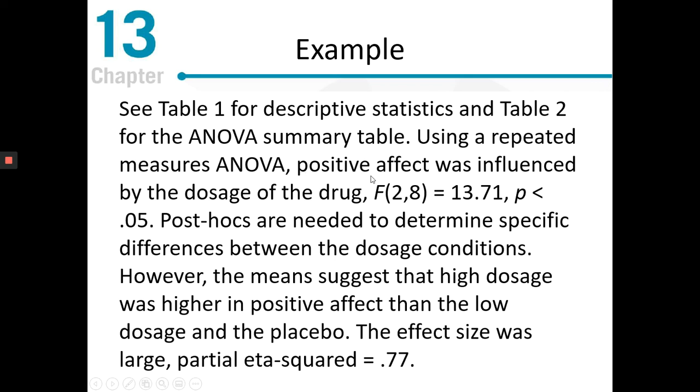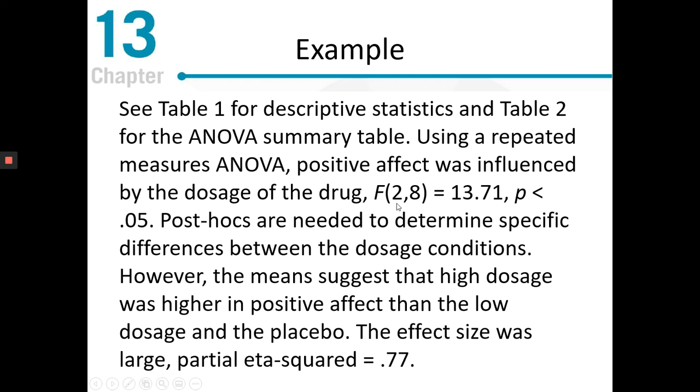So positive affect, the DV, was influenced by the dosage of the drug. So in this sentence, we're just saying if there is a significant relationship between the two. But we can't say what the direction is because we don't know, from the F, which level of the drug affects it. It's just that something's going on. So something's going on with the drug affecting the positive emotion.